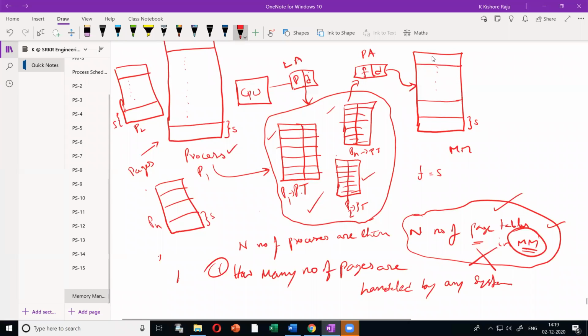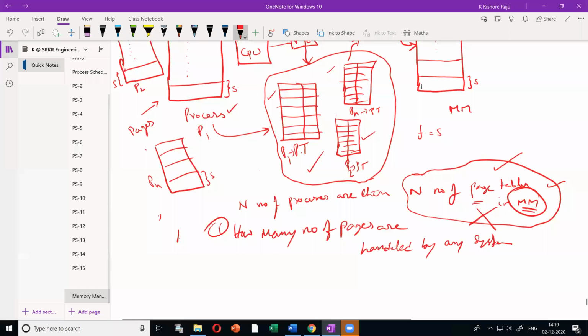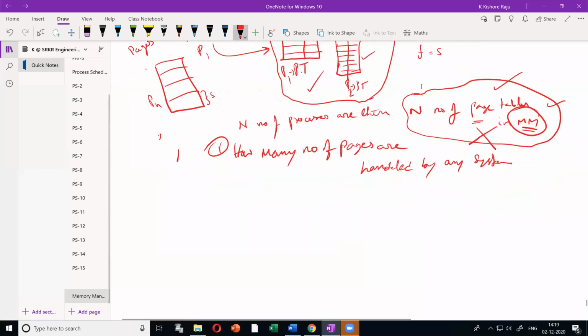Look here, look at my arrow. How many number of pages can I handle? In a given point of time, how many number of pages can a system handle? The number of pages that any system can handle depends on the main memory. Yes, exactly, it depends on the main memory.